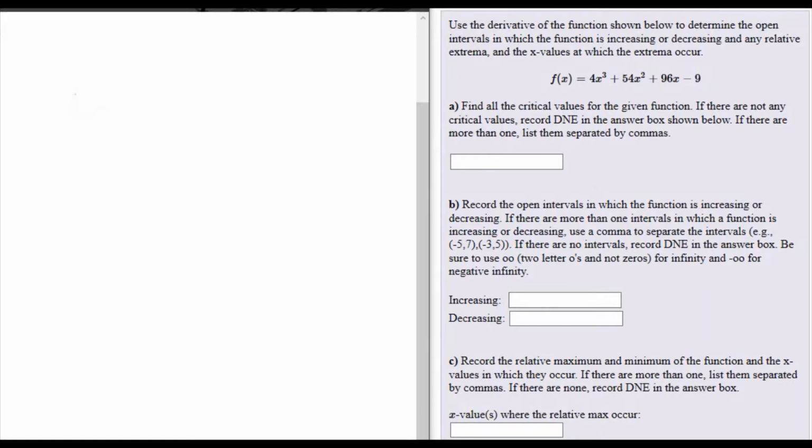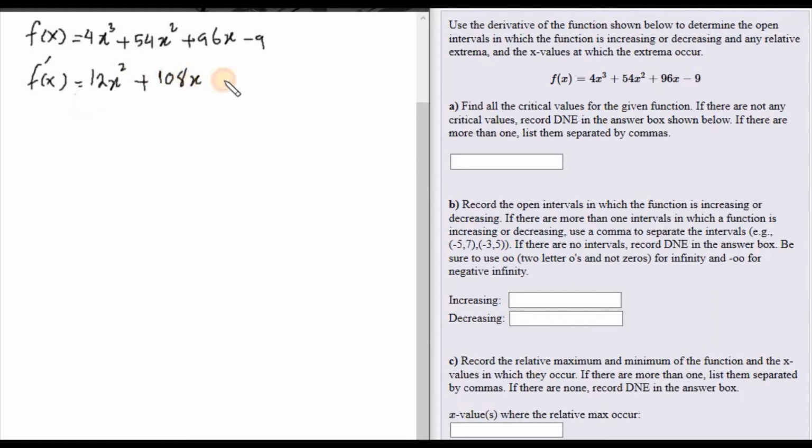The first thing that we will need to find is the critical values. We can do that by making the derivative function equal to 0 and solving for x. So the first step would be finding the derivative of f of x. So I will do that. F prime of x is equal to 12x squared plus 108x plus 96 minus 0.